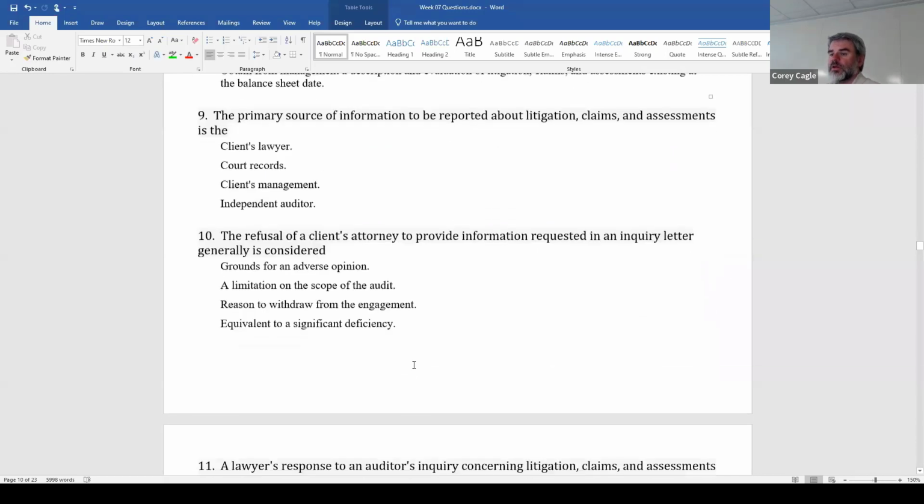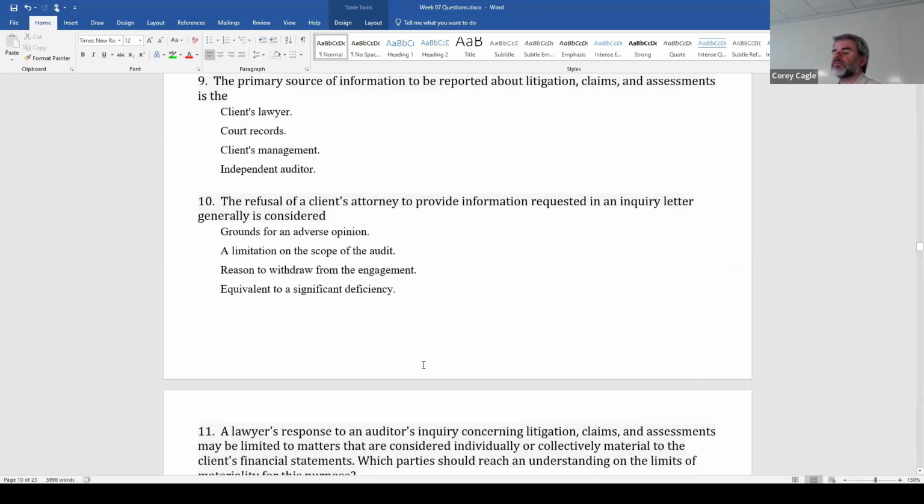10 is important. The refusal of a client's attorney to provide information requested in an inquiry letter generally is considered a limitation on the scope of the audit. It's easy, but it's important. It's not a reason to withdraw from the engagement. That's the attorney refusing. We can't say we're out because of what the lawyer does. Now, if that said, the client will not allow the attorney to do this, then we're done, right?